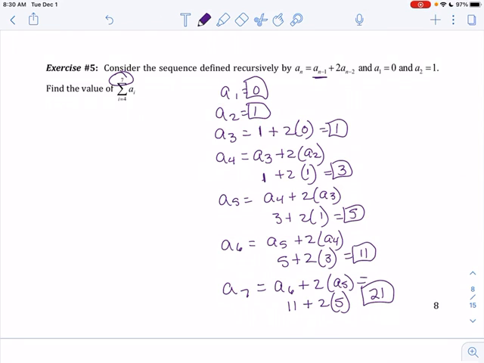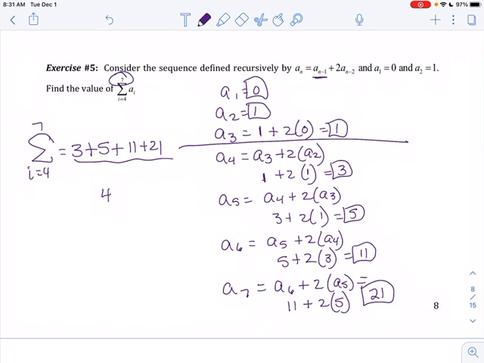So basically I'm starting with 4. Where am I starting? I'm starting right here, with a sub 4. That looks a little funny, but I'm starting with 4, and that's going to give me 3. And then I want the 5th term, which was 5. And then the 6th term, which is 11. And then the 7th term, which is 21. So I'm just adding up all those numbers together. And there we go, 40.